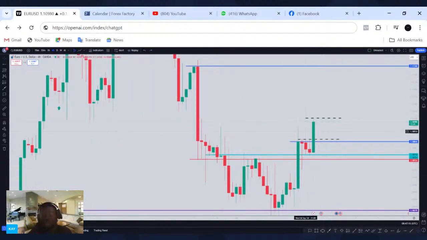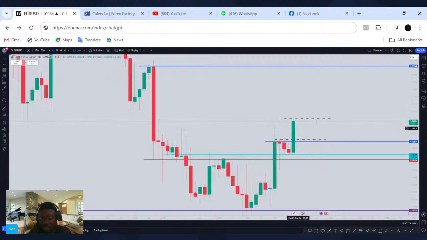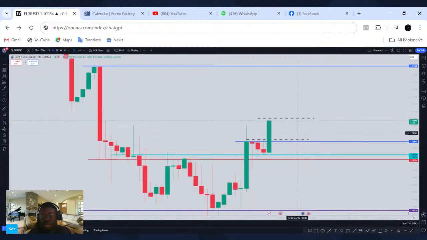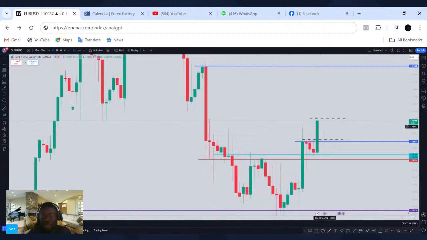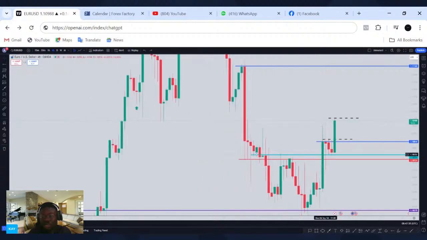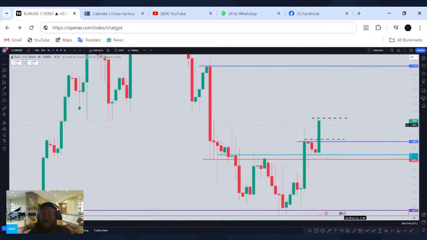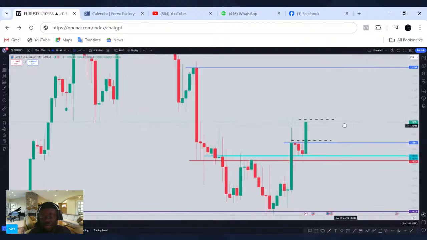Price is very high. When I talk about price being high, the disadvantage of taking a trade when price is high is that usually you will get a pullback. When something of that sort happens, price is going to pull back before it will move in your direction.